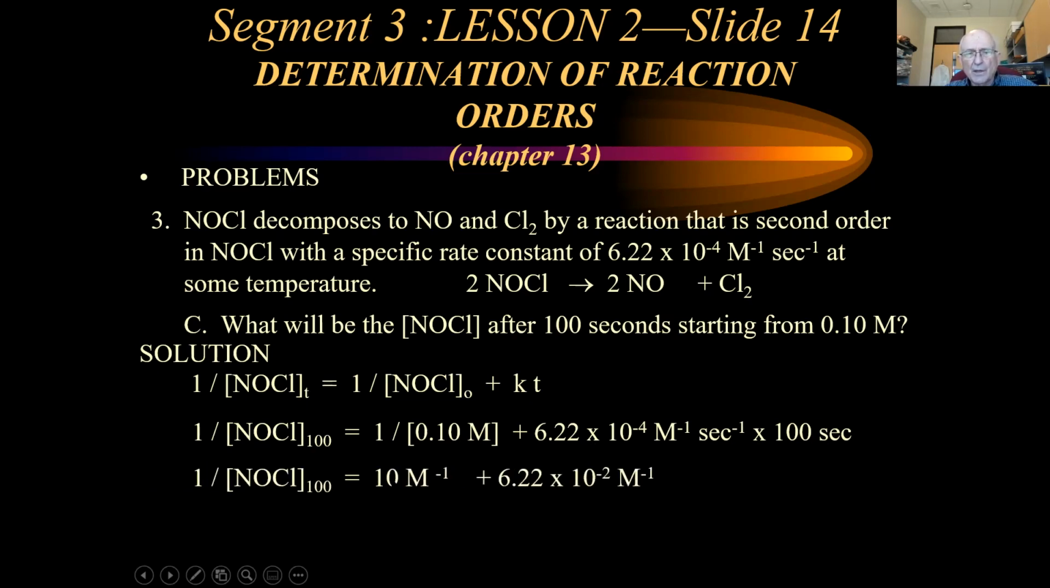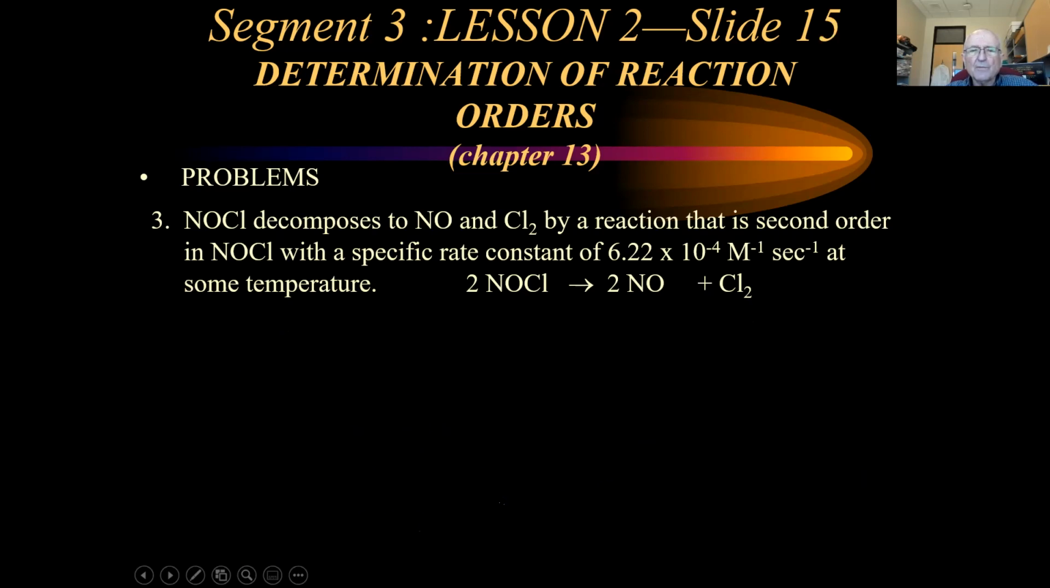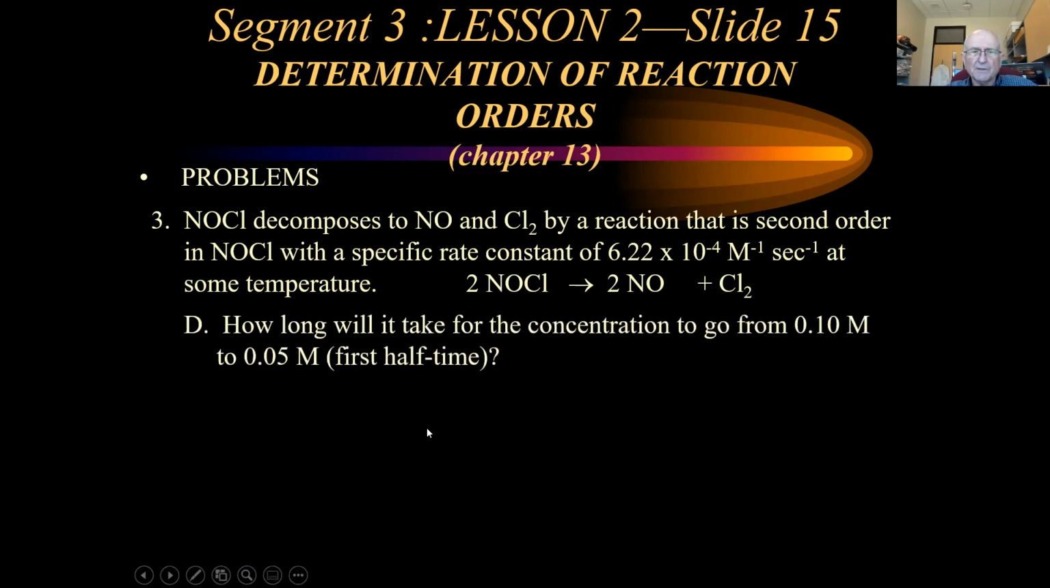We get 1 over 0.1 is 10, plus 6 times 10 to the negative 2 if we take this number times this one. And now we can add those together and then we get 1 over the concentration. So if I want the concentration, I just take the reciprocal, turn this upside down and turn that upside down, divide it into 1. I have 0.0994. So that would give us the concentration after 100 seconds.